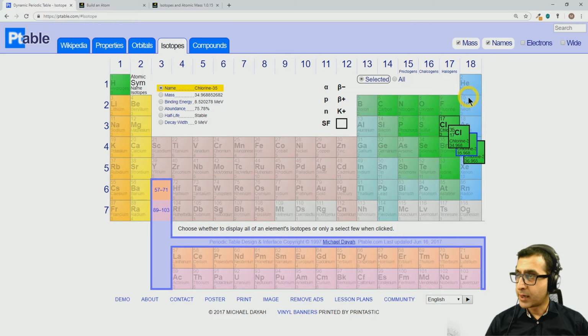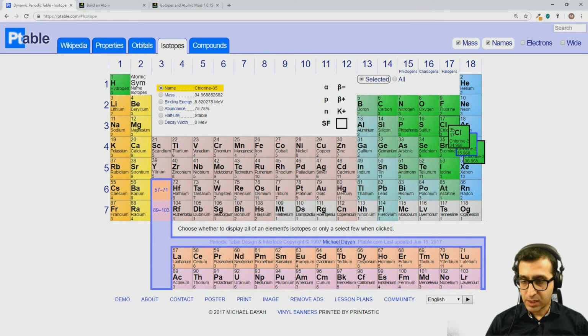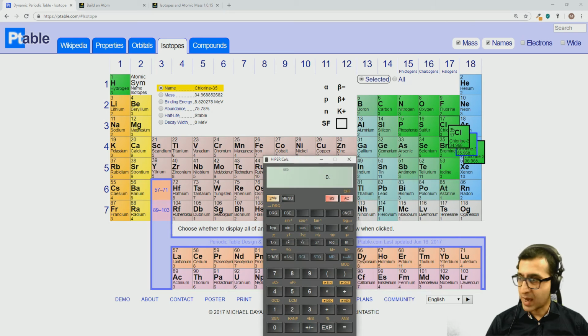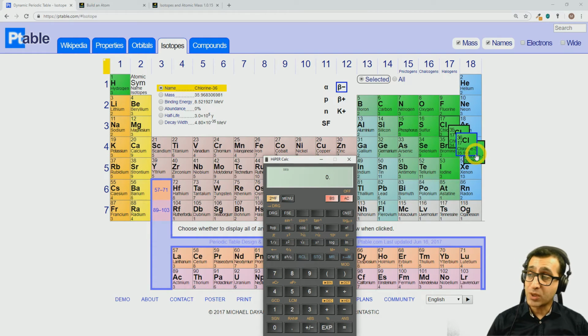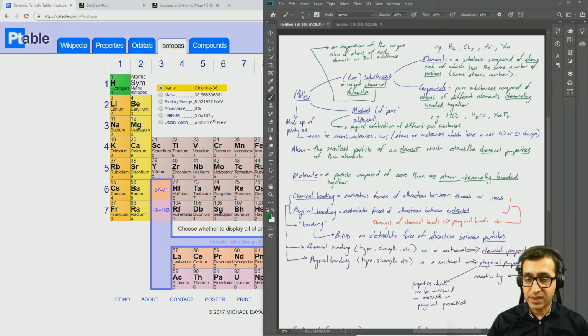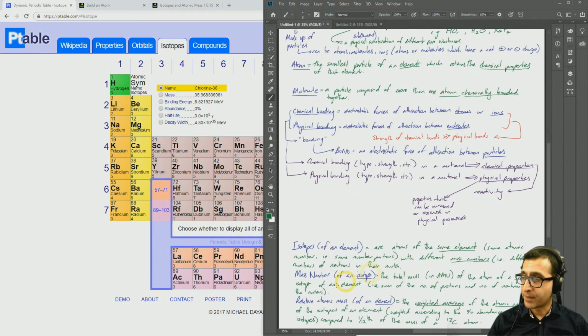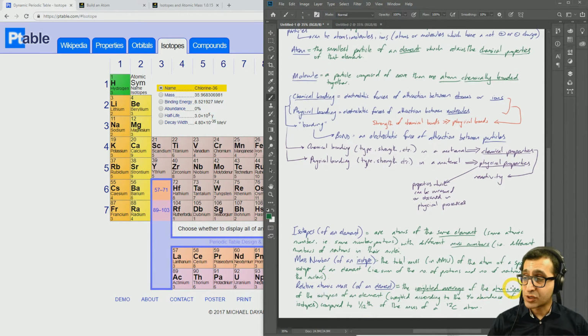So let's bring up a calculator here so I can show you how the percentage abundance is calculated. So the way that we do weighted averages is we're trying to find, again, looking at the definition for the term relative atomic mass here, the weighted average of the atomic masses of the isotopes, weighted according to the percentage abundance of those isotopes, compared to 1/12 of the mass of a carbon-12 atom.